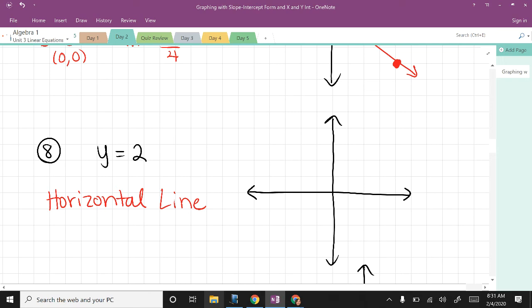So, here's how I remember it. You cross the y-axis at 2. So you go to 2 on your y-axis, and I've memorized that's a horizontal line. So you just draw your horizontal line. Boom. That's cool. Memorize it. Y equals any number is a horizontal line.